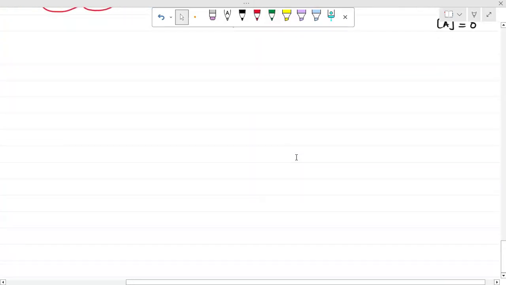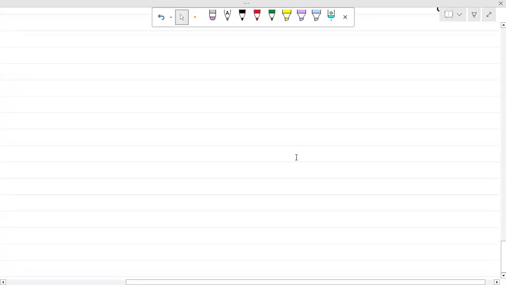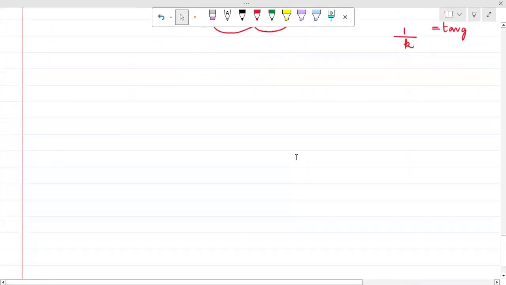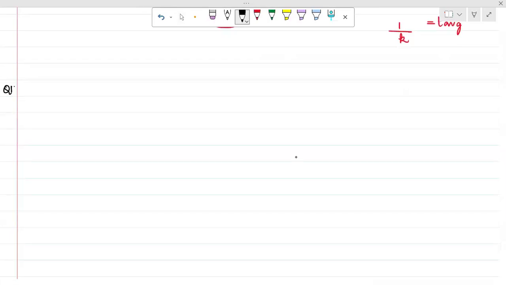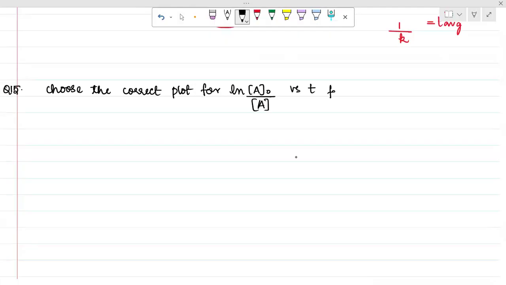Graphical question. Question number 15. Choose the correct plot for ln A naught by concentration of A versus T for first order reactions.